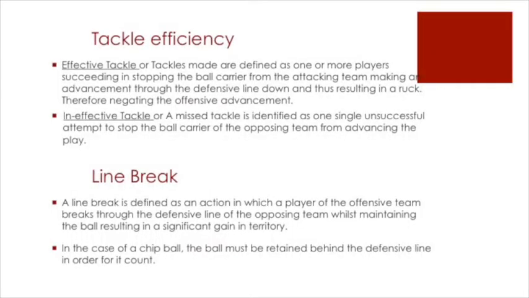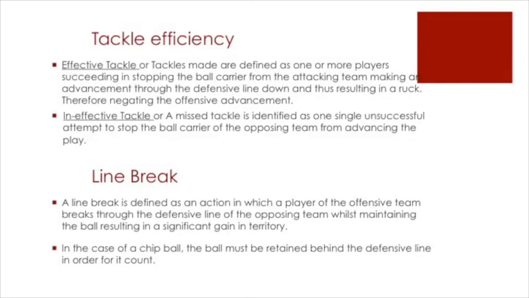Tackle efficiency is a key performance indicator that is also recorded. There are two outcomes of tackle efficiency: an effective tackle or an ineffective tackle. An effective tackle is defined as one or more players succeeding in stopping the ball carrier from the attacking team making an advancement through the defensive line and thus resulting in a ruck, therefore negating the offensive advancement. An ineffective tackle or a missed tackle is identified as one single unsuccessful attempt to stop the ball carrier of the opposing team from advancing the play.